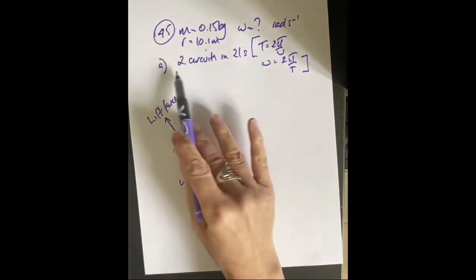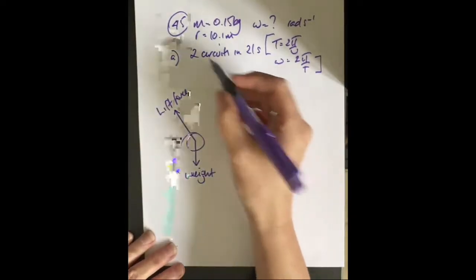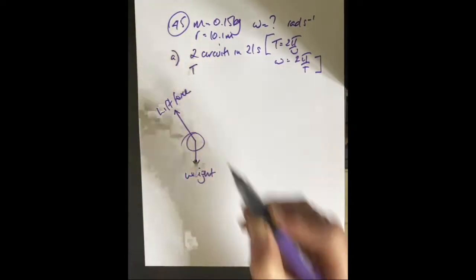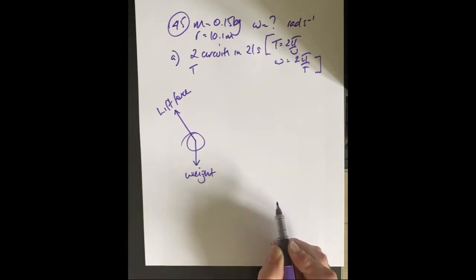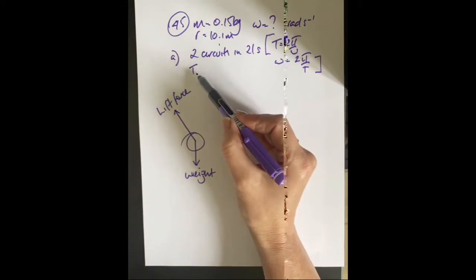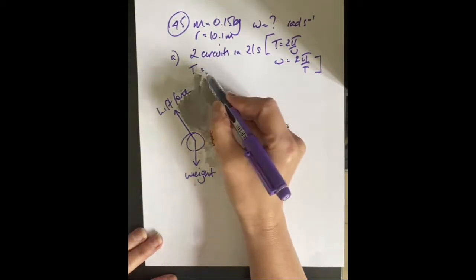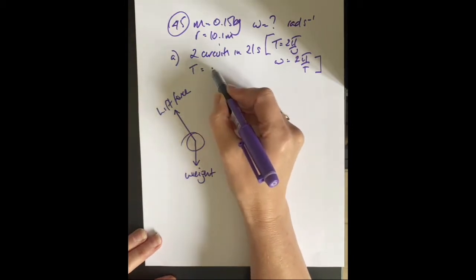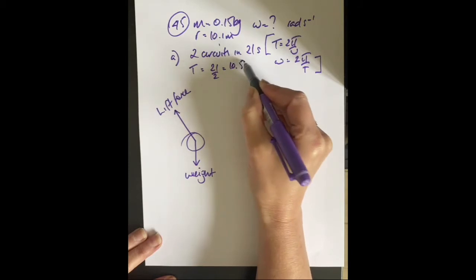So what do we know? 2 circuits in 21 seconds. What's T? T is the time it takes for 1 circuit. Yeah, so remember your definition and use it. The time it takes for 1 circuit. So if it's 21 seconds for 2, how long does it take to do 1? Well, that will be 21 over 2. So T equals 10.5 seconds.